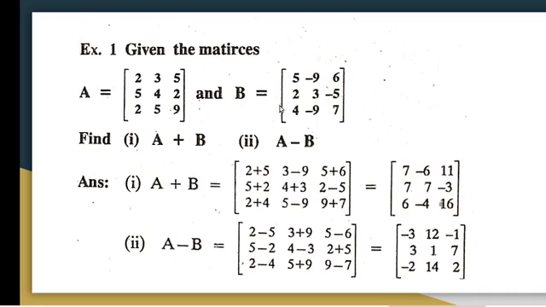Then 2 minus 4, third row, first element. 5 minus of minus 9, 5 plus 9, that will be the third row, second element. Then 9 minus 7, third row, third element. So you have to just subtract: 2 minus 5, minus 3. 3 plus 9, 12. 5 minus 6, minus 1. Always you have to consider the sign of the numbers. If it is addition, just add them together. If it is subtraction, just subtract them.